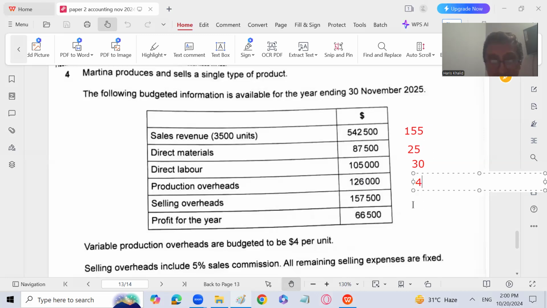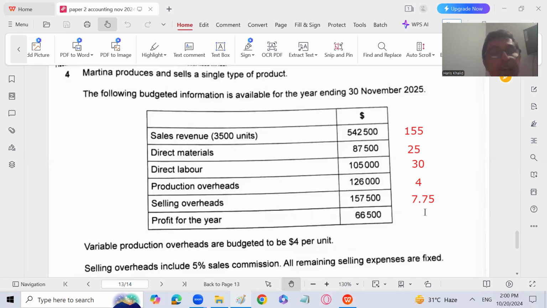Selling price is 155. So I will calculate 155 into 5 divided by 100. The answer is going to be 7.75. That is the variable selling expense per unit. I can calculate it either way: 542,500 multiplied by 5%, you will get the variable selling expense, that is 7.75.